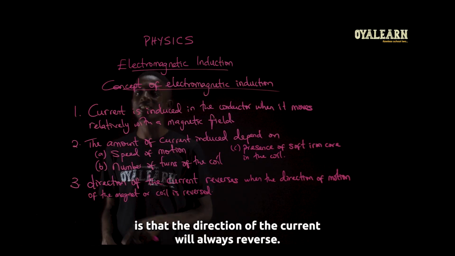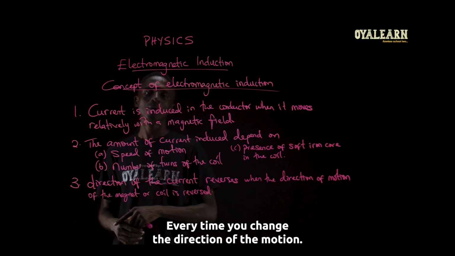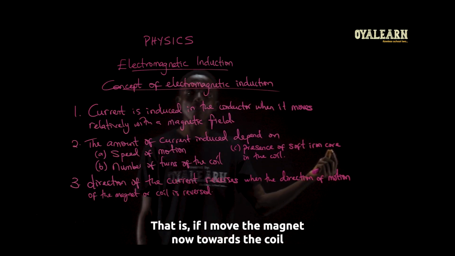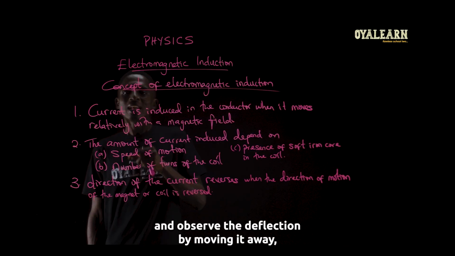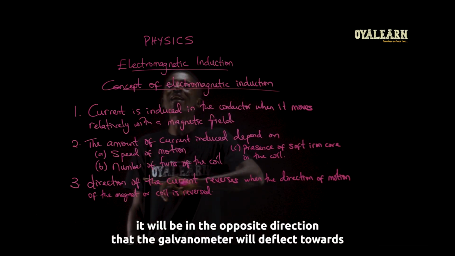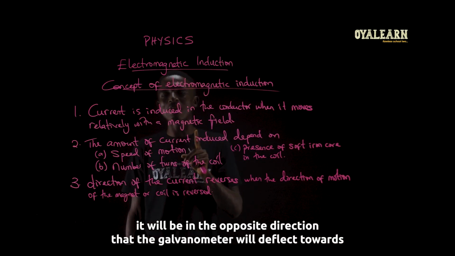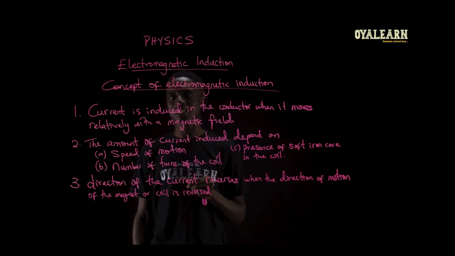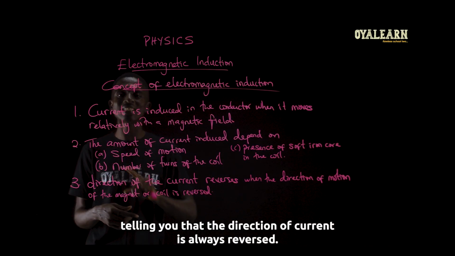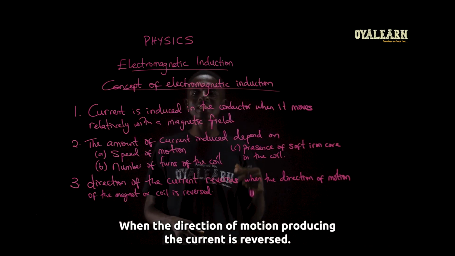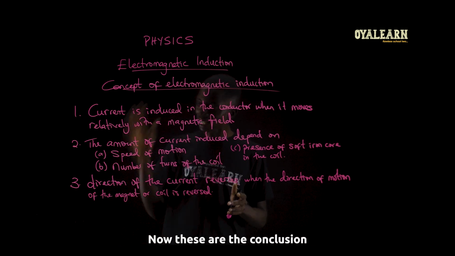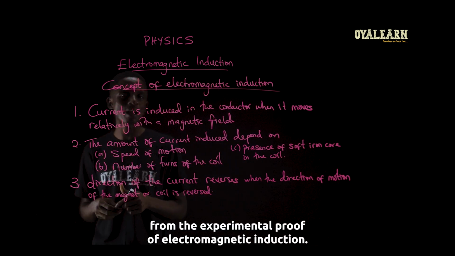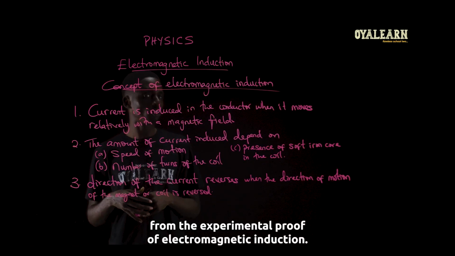And then the third and final conclusion from that experiment is that the direction of the current will always reverse every time you change the direction of the motion. That is, if I move the magnet towards the coil and I observe the deflection, by the time I'm moving it away, the galvanometer will deflect in the opposite direction, telling you that the direction of current is always reversed when the direction of motion producing the current is reversed. Now, these are the conclusions from the experiment to prove electromagnetic induction.